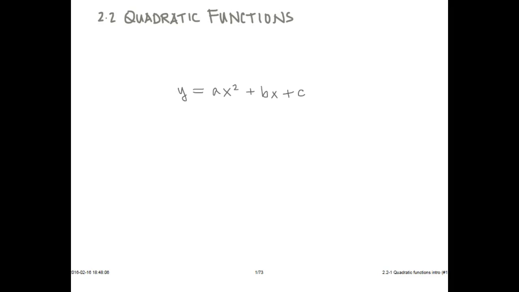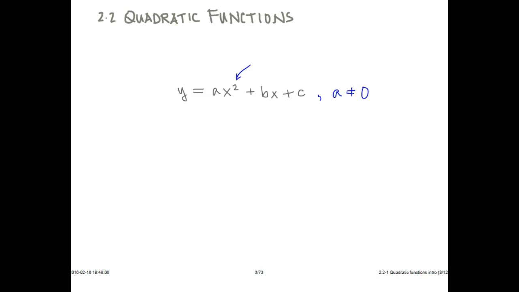Here we are with section 2 of chapter 2 about quadratic functions. We see here a quadratic function in what is called general form. I have to make a note that a in front of the x squared cannot be equal to 0, because if it were, then what we would have would be a linear function.